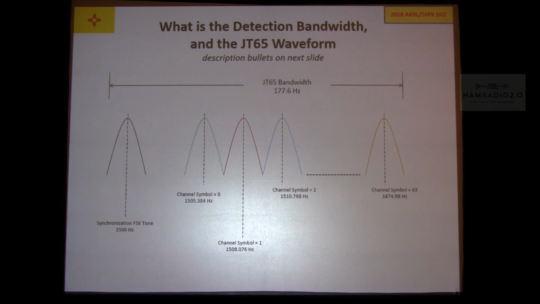Each of the 64 FSK tones, of course, represents a 6-bit encoded message symbol, and the JT65 signaling waveform only occupies a transmission bandwidth of about 178 hertz. It's very narrow, as you can see there.